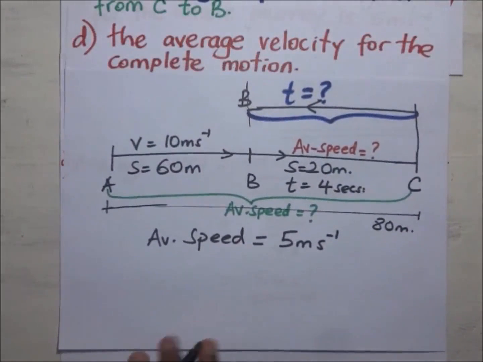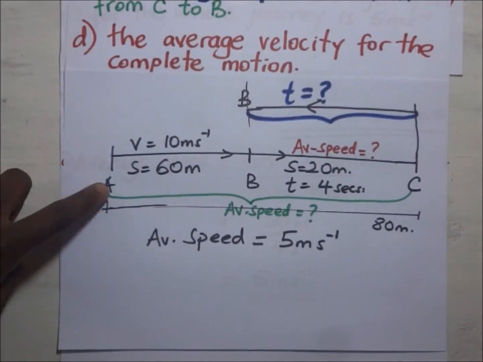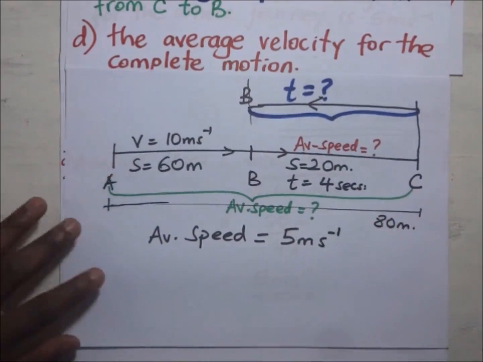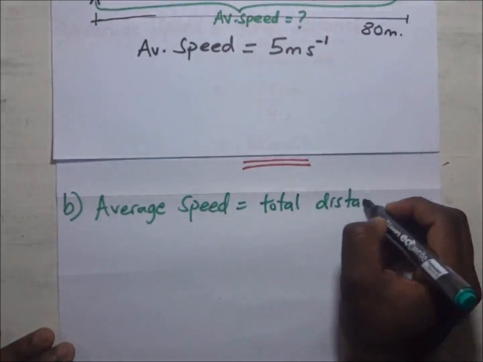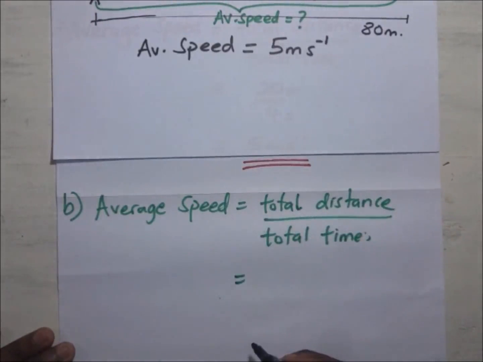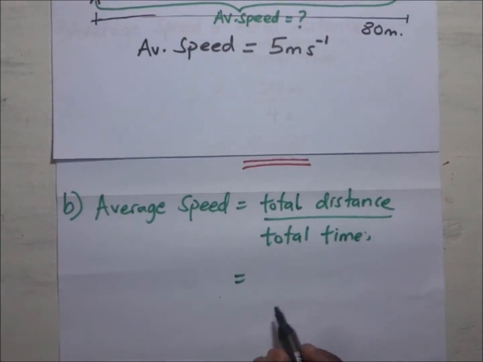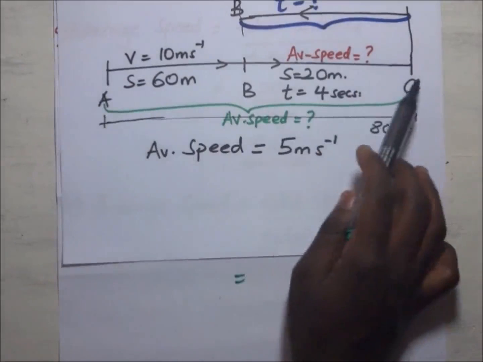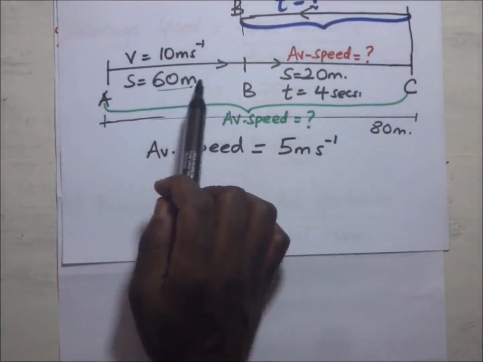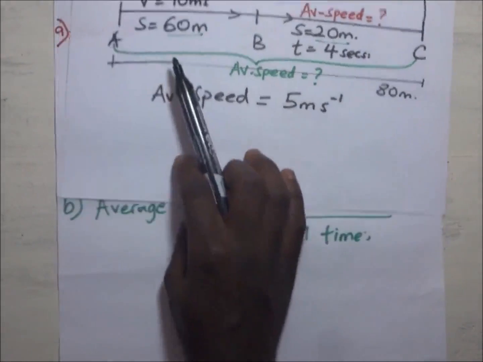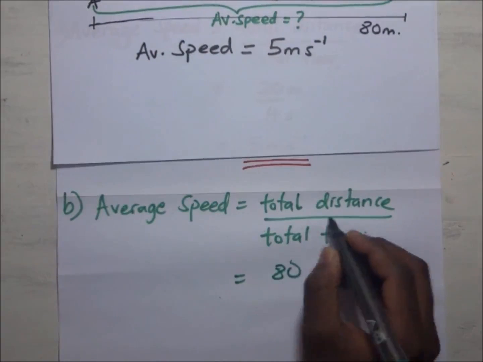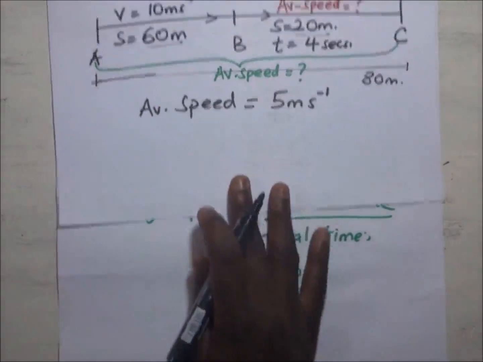Now part B required us to find the average speed of the body moving from A to C. So we're supposed to find this average speed moving from A to C. To find that average speed, it's going to be equal to total distance divided by total time. So the total distance moved, as this body is moving from A to C, is definitely going to be 60 meters plus the 20 meters, which is the 80 meters that were given in the question. So it's going to become 80 meters divided by the total time.